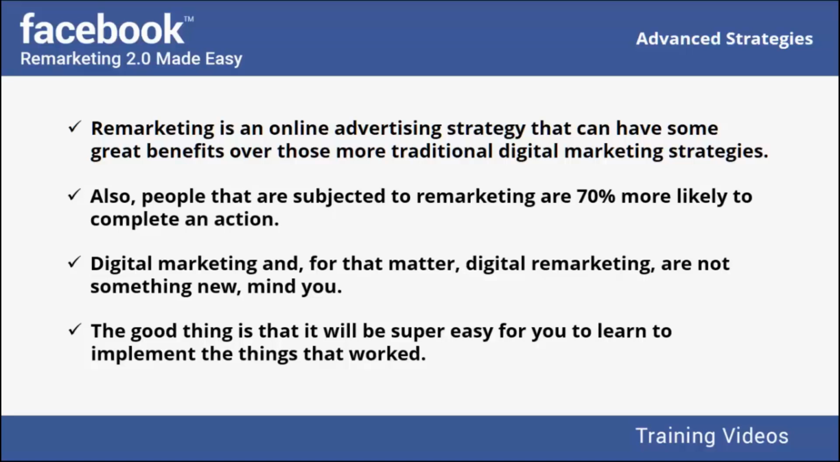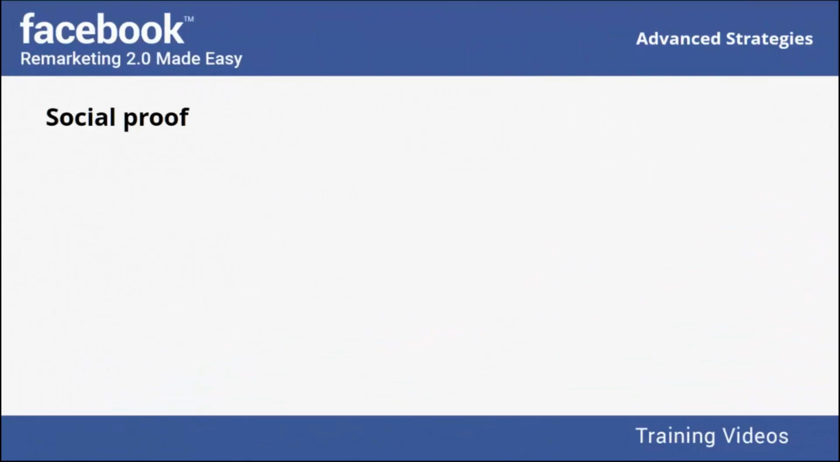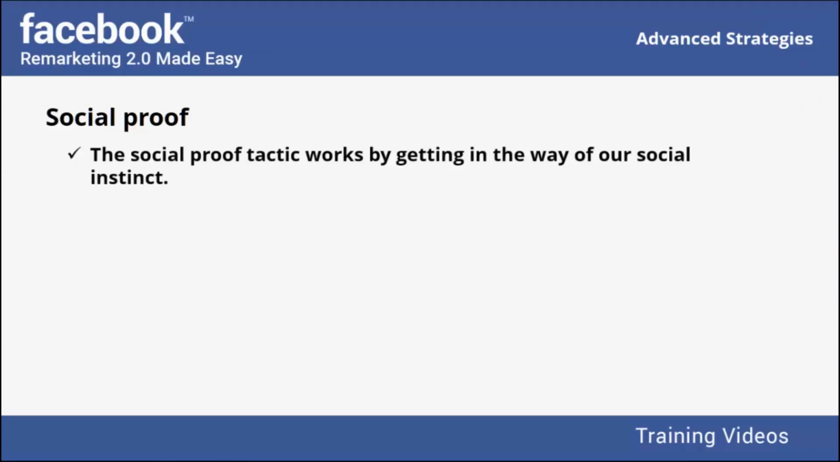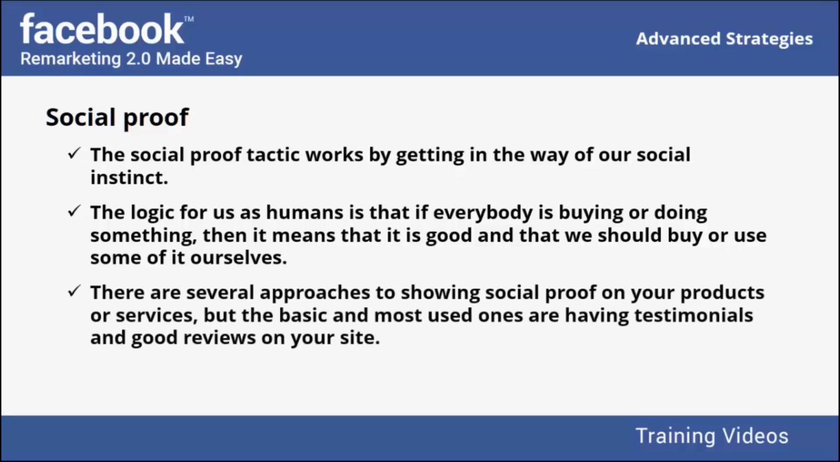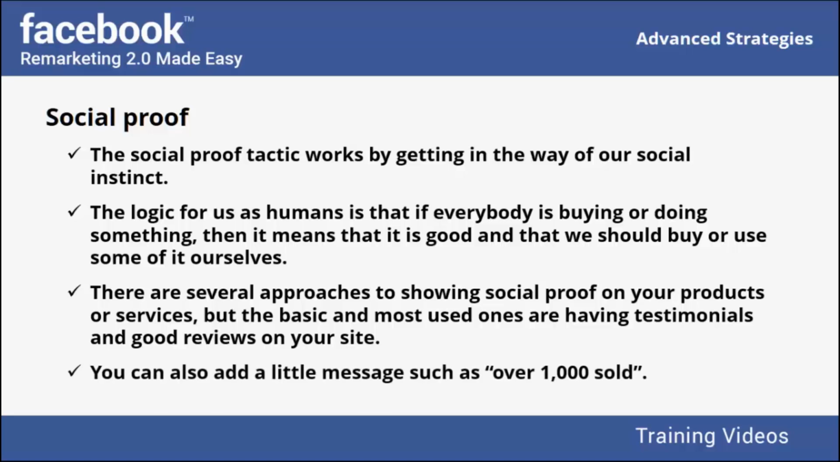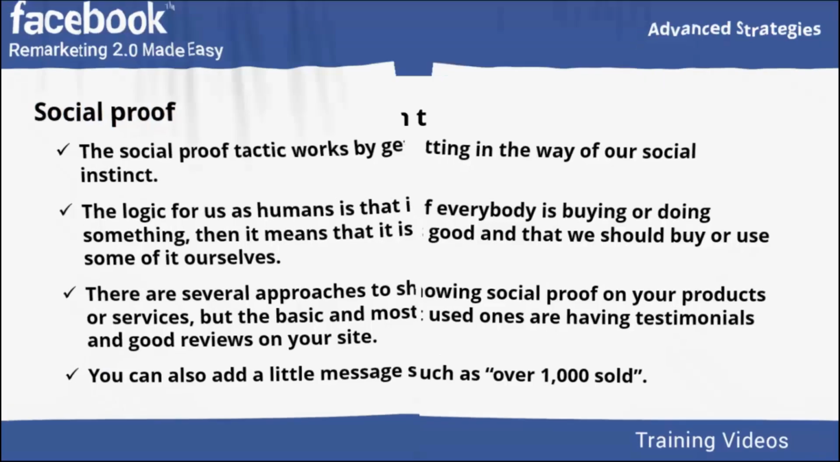We want you to go bigger and bigger, so we have collected the best proven old school marketing tactics that you can start using right now. Social proof. The social proof tactic works by getting in the way of our social instinct. The logic for us as humans is that if everybody is buying or doing something, then it means that is good, and that we should buy or use some of it ourselves. There are several approaches to showing social proof on your products or services, but the basic and most used ones are having testimonials and good reviews on your site. You can also add a little message such as over 1,000 sold.